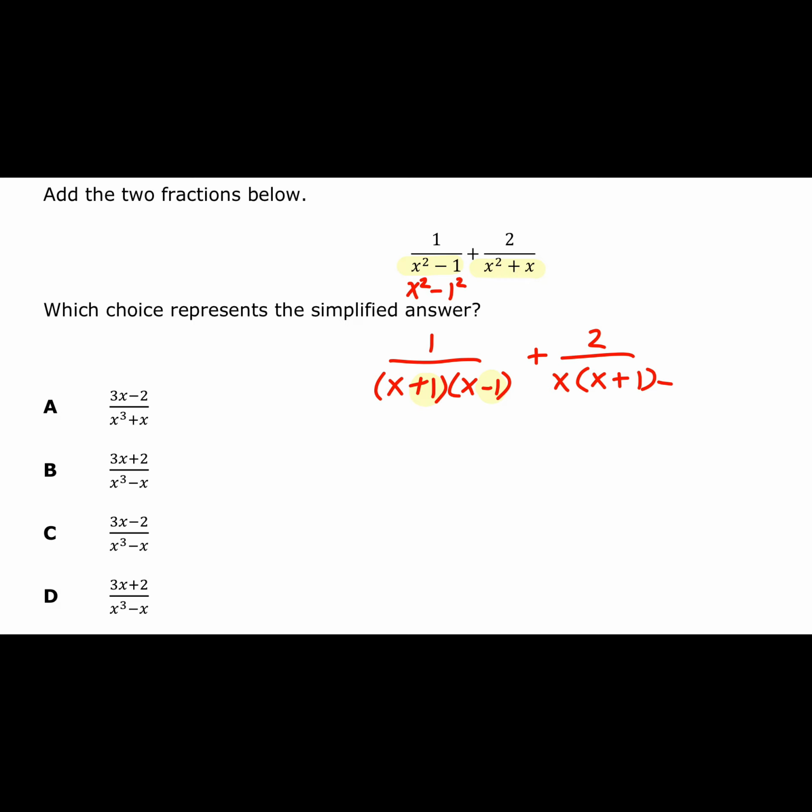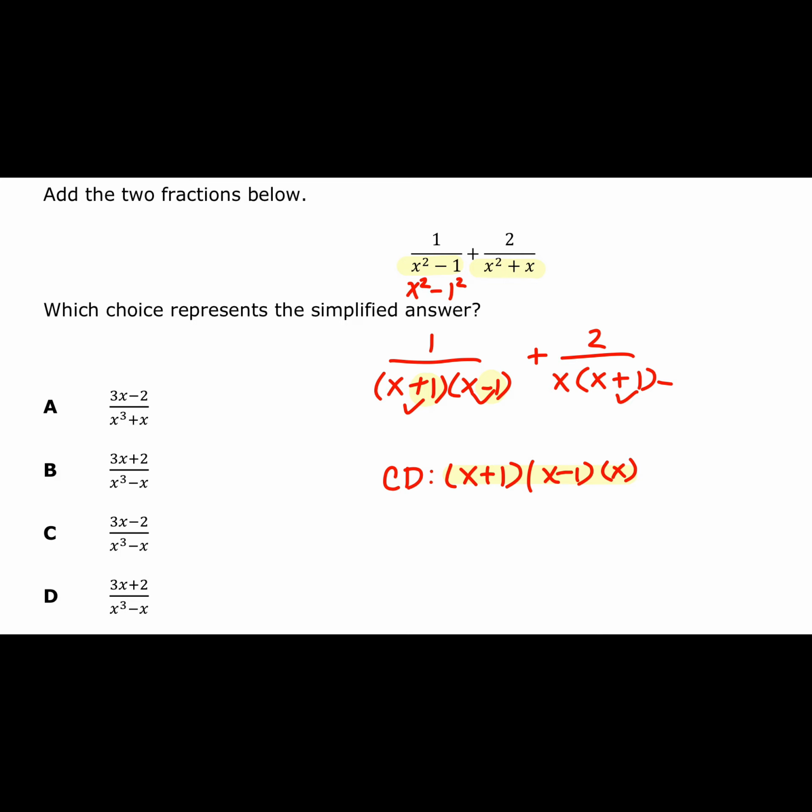So now I can see what my common denominator needs to be. So I need to account for x plus 1, that accounts for this one and this one. If I account for x minus 1, that accounts for this one. But I still need to account for x as well. So I want to make sure both of my denominators equal this.